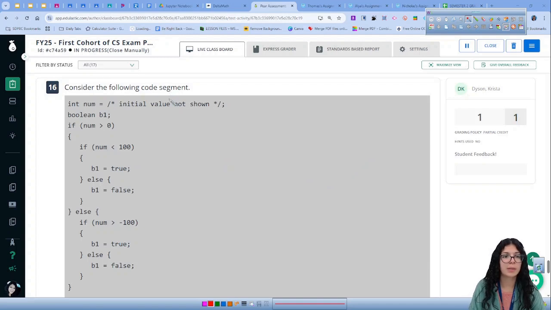Consider the following code segment. All right, so num is initialized here, and the initial value, we don't know what it is. And B1 is declared here and actually initialized in the if. So based on if these conditions are true or false, B1 will be set to a true or false.